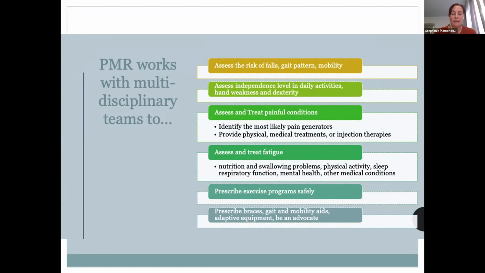We may be assessing and treating fatigue, maybe ruling out other contributors to fatigue, because that can be quite a vague symptom and may be contributed by several other things like sleep problems or physical activity levels, other medical conditions. We prescribe exercise programs, and we might prescribe braces or other equipment. And we are also often trying to be advocates for our patients for accessing support or funding.